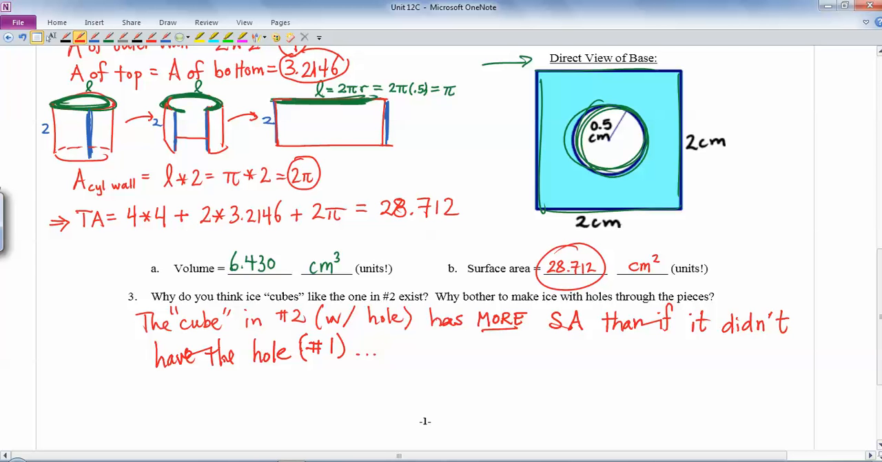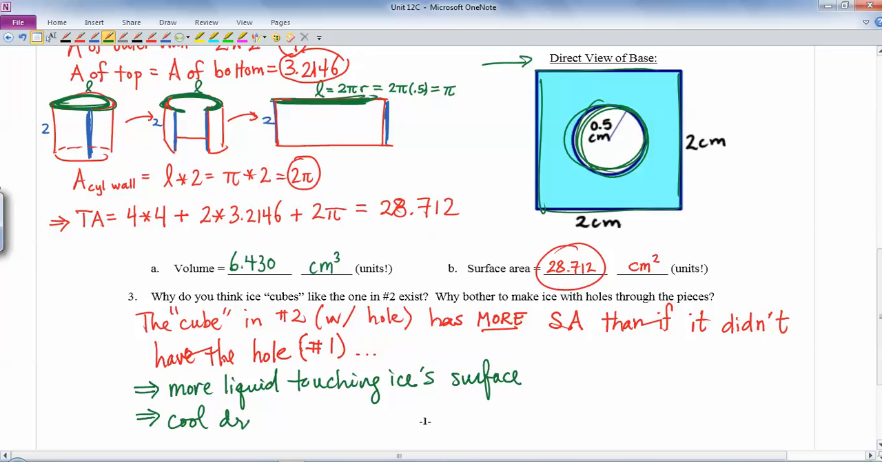Well, if it has more surface area and you throw that ice cube into a drink, more of the liquid is touching the ice that has the hole in it. So that means more liquid is touching the ice's surface, let's say. So if you think about it, if there's more liquid touching the ice, then it cools faster. So it'll cool the drink faster.